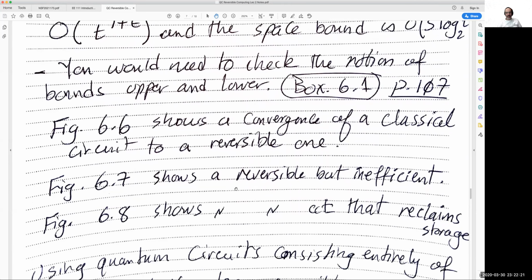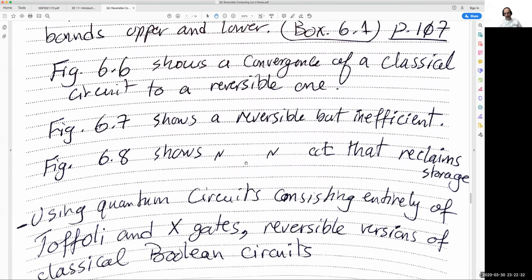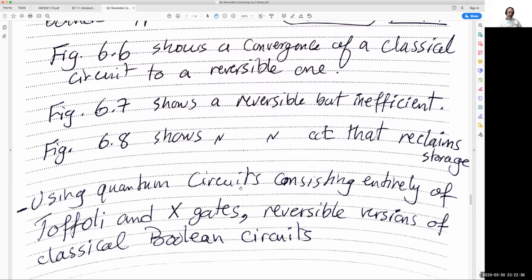Basically, there are 3 figures in this section that show conversions of a classical circuit to a reversible one: a reversible but inefficient implementation, and then a reversible implementation that reclaims storage. So using quantum circuits consisting entirely of Toffoli and X gates, reversible versions of classical Boolean circuits can be implemented.